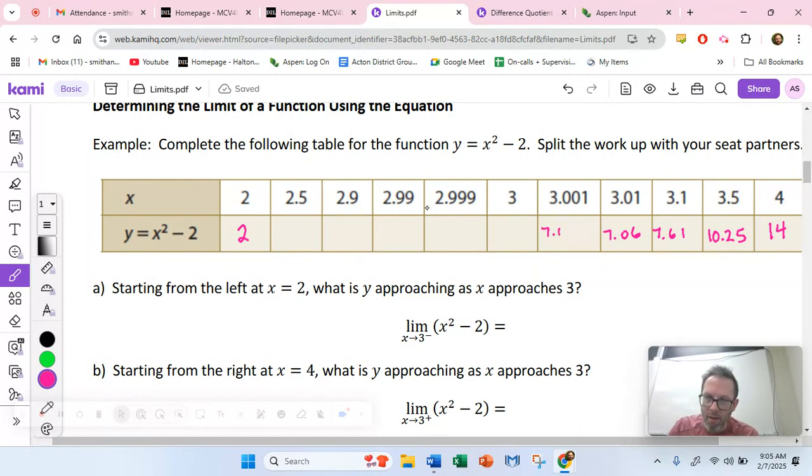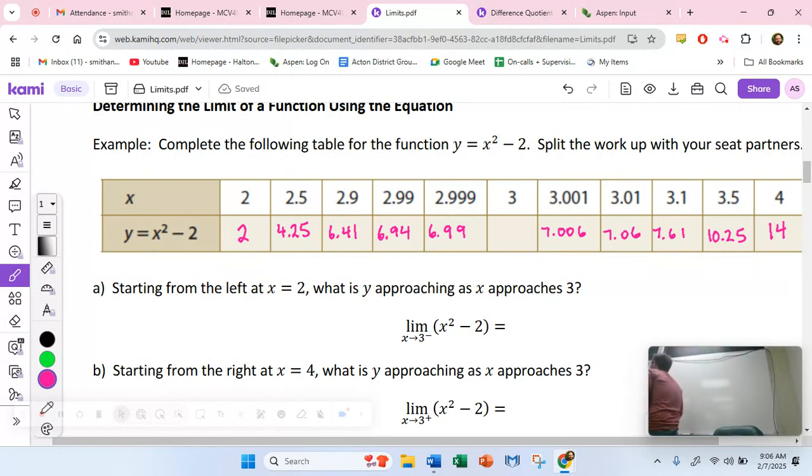This one, maybe I lied, I'll go 3. 7.006. I'm going to save 3 for a second. 2.5. Can I do that one in my head? 4.25? Still got it. All right. Can somebody just rhyme off the next ones for me? 6.01, 6.94, and 6.99. Perfect.